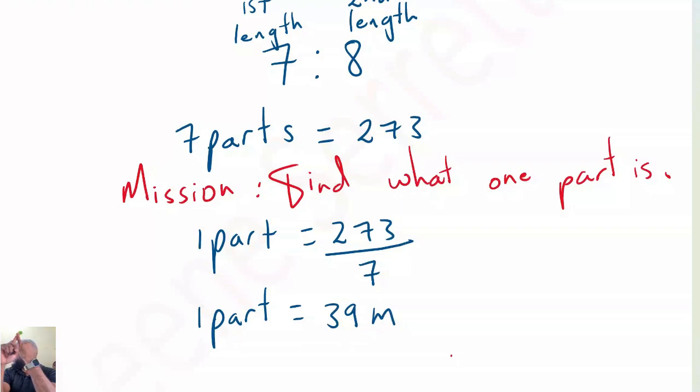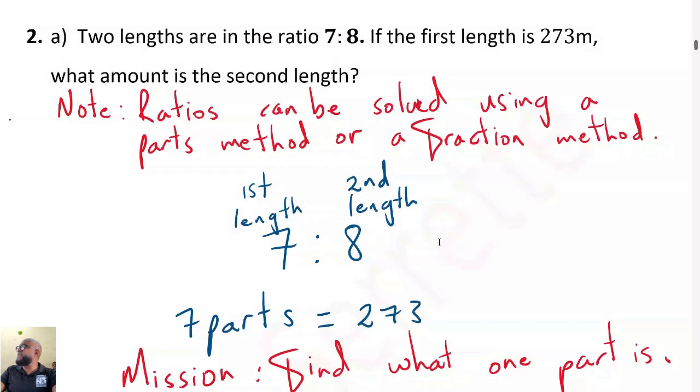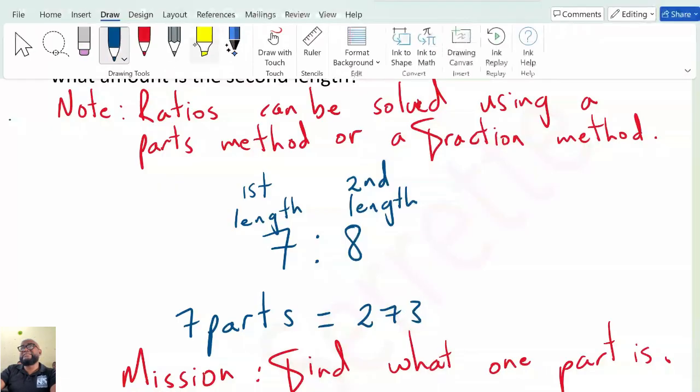How many parts do we have in total there for the 2 legs? 7 plus 8 will be the total amount of parts, right? But what is the question asking us? What is the second leg? How many parts represent my second leg? 8. So that's the note.